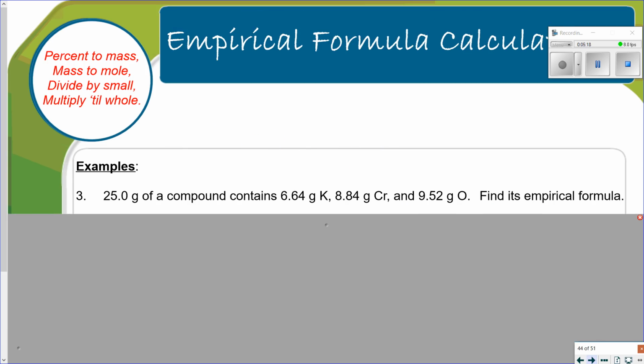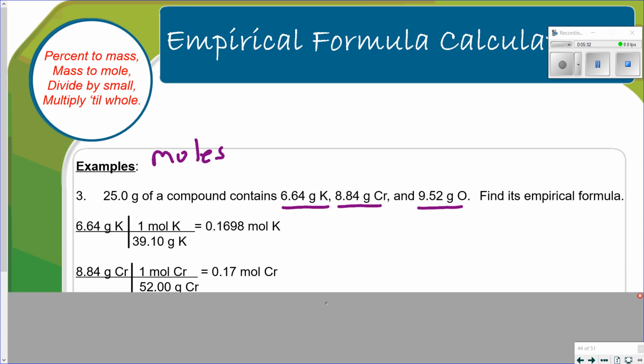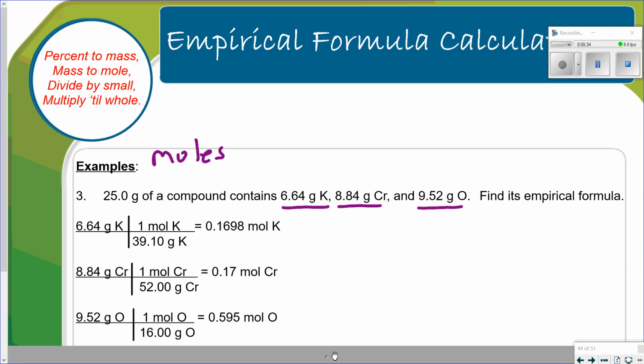The next one says a 25-gram sample of a compound contains 6.64 grams of potassium, 8.84 grams of chromium, 9.52 grams of oxygen. Find its empirical formula. So you're going to convert to moles. Since we've done this so many times, I went ahead and set it up for you. You can see that we've converted. You would have to show all of your work.